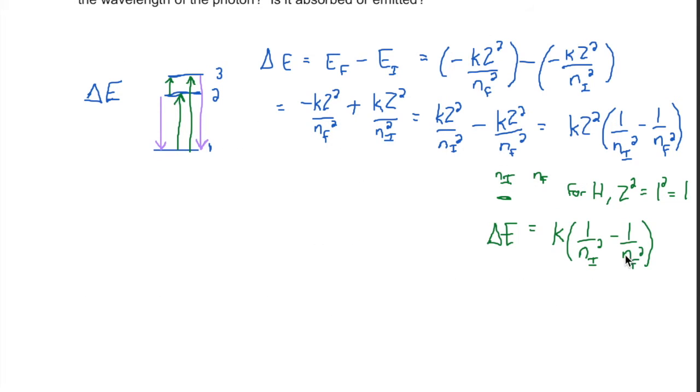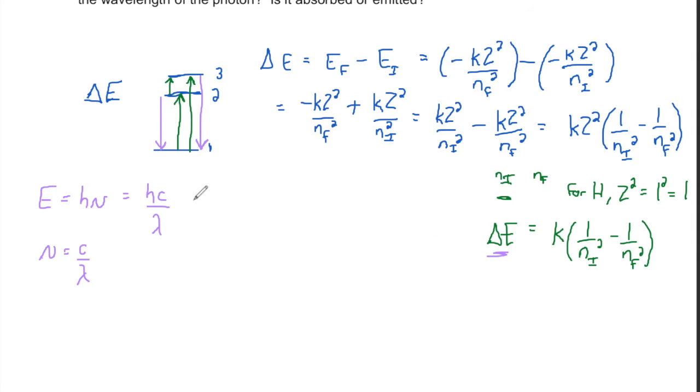Let's relate this back to another formula that we saw not too long ago. This change in energy is being emitted or absorbed as a photon of light, of electromagnetic radiation. And for light, the energy is Planck's constant times the frequency. And since we've mentioned before that the frequency is the speed of light over the wavelength, the energy is Planck's constant times the speed of light over the wavelength.